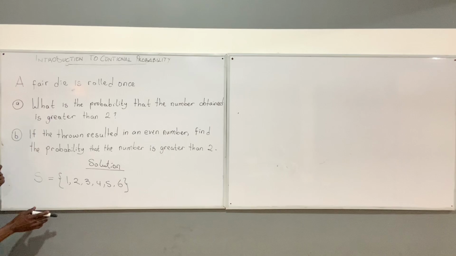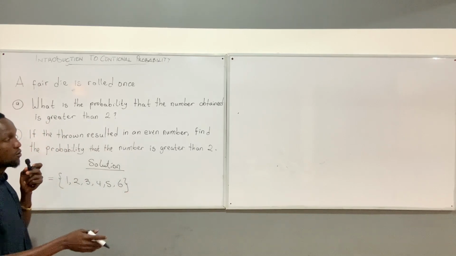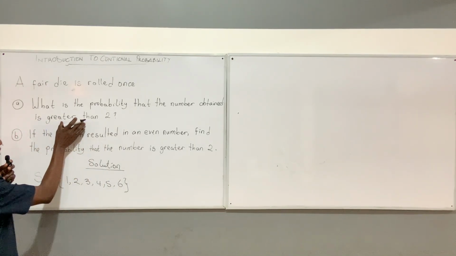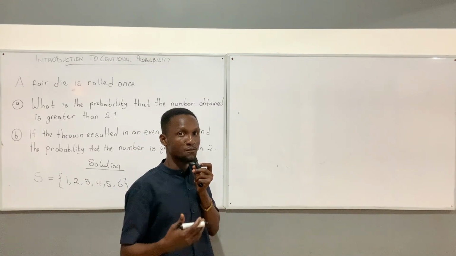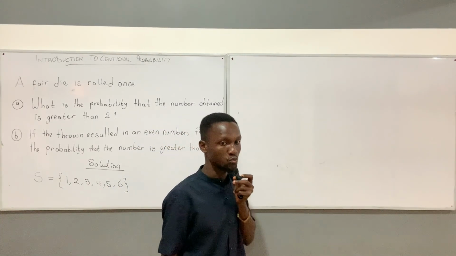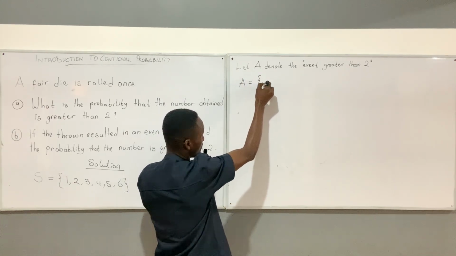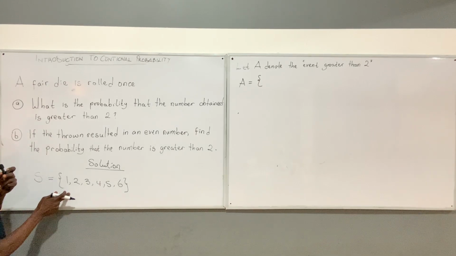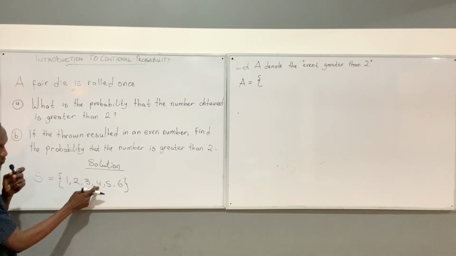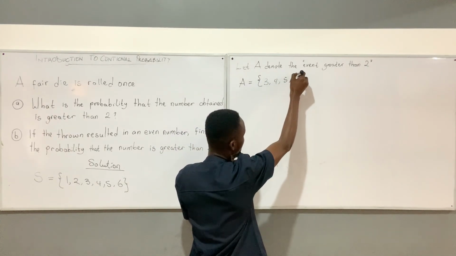Now, the next thing we will do is to label our first event and the second event. In our first event, we are looking for numbers that are greater than 2. So we say that let A represent the event greater than 2. If A is greater than 2, then let us write down the members of A. The numbers that are greater than 2 here are 3, 4, 5, and 6.